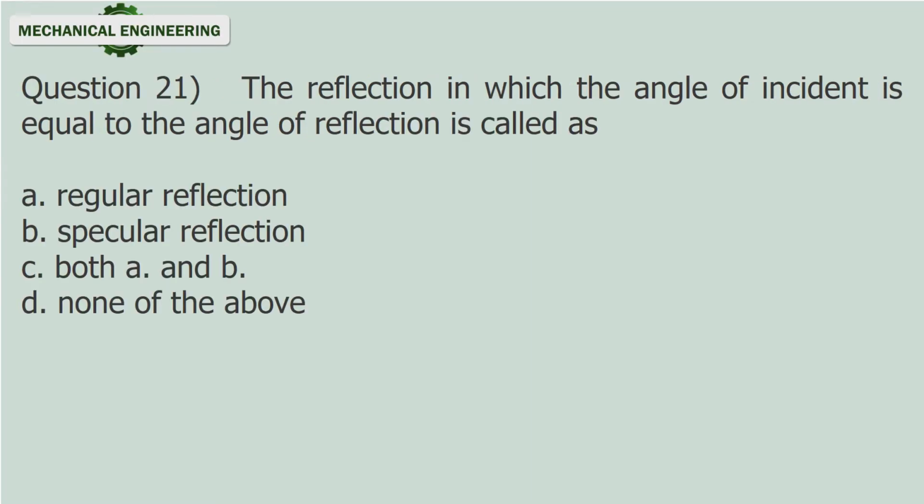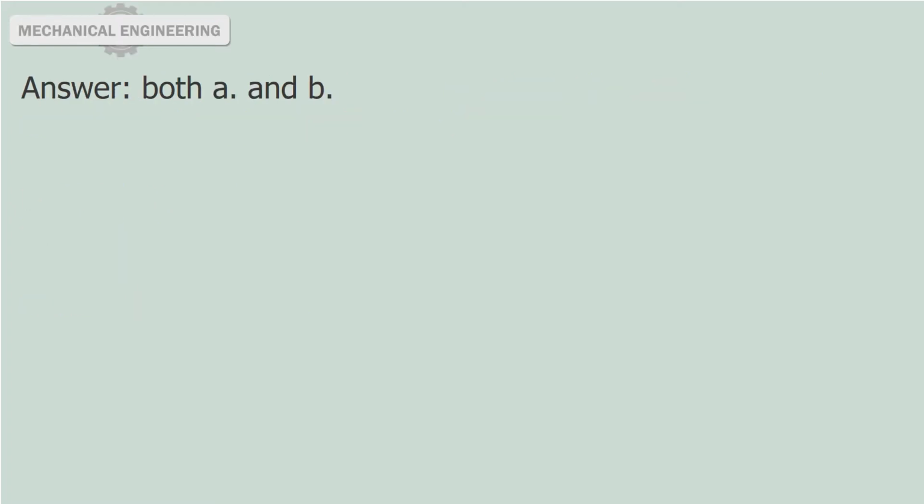Question 21. The reflection in which the angle of incident is equal to the angle of reflection is called as A. Regular reflection. B. Specular reflection. C. Both A and B. D. None of the above. Answer: both A and B.